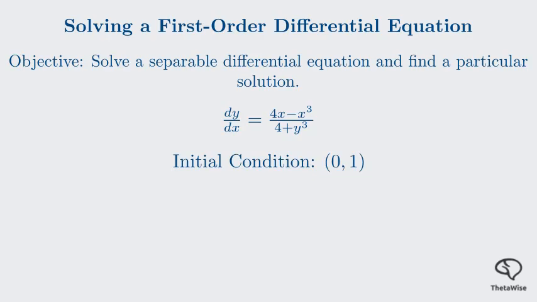Before we start, let's look at the denominator. In some handwritten notes, the 4 might look like a y, making it y plus y cubed. However, we are solving this for the denominator 4 plus y cubed, which leads to the specific solution provided in your materials.